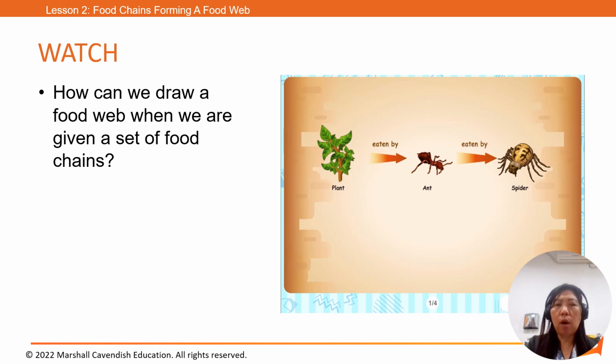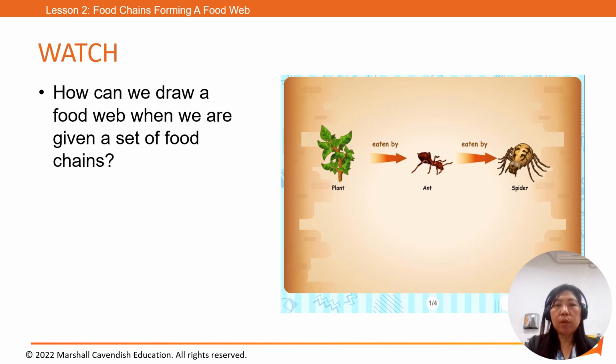How can we draw a food web when we are given a set of food chains? Can you think about it while you open page 56 of your student's book? Now, we start with the producer. The producer is the plant. And then which one is the predator of the plant? Okay, eaten by the ants. So we can say that the plant, after that the ant, and then the spider.